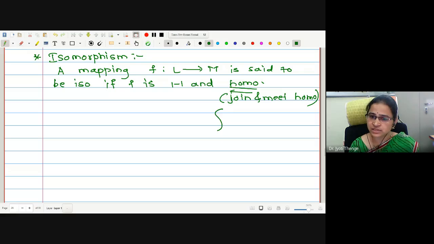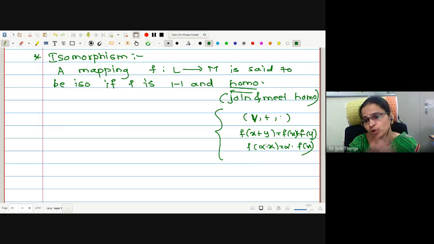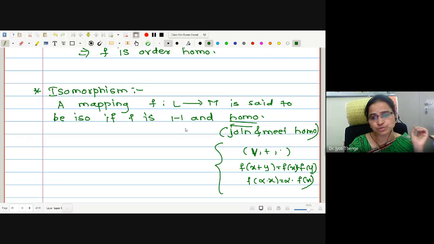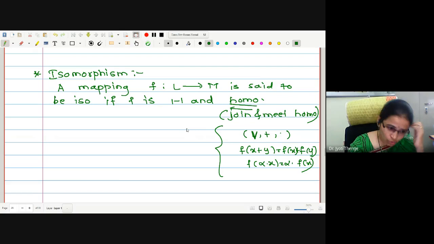This concept is very similar to a concept we have seen in vector spaces also. If this is my vector space V with plus and dot, then when we say f is a homomorphism or linear, f of x plus y is f of x plus f of y. That is, it preserves addition. Similarly, f of alpha x is alpha times f of x. It has to preserve both operations. Here also, the lattice homomorphism should preserve both join and meet.